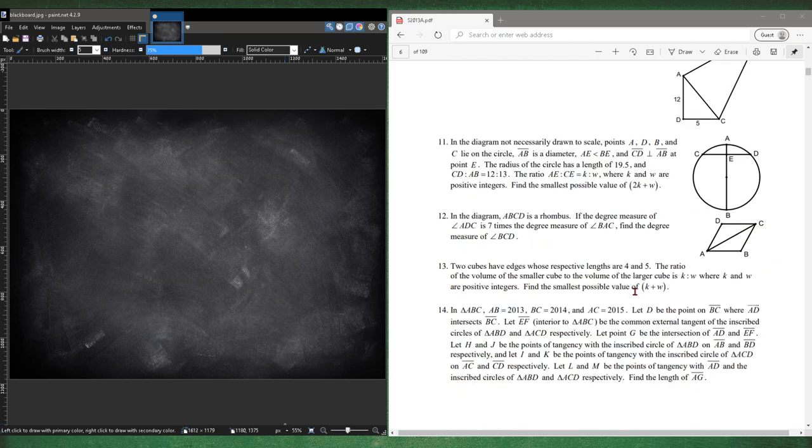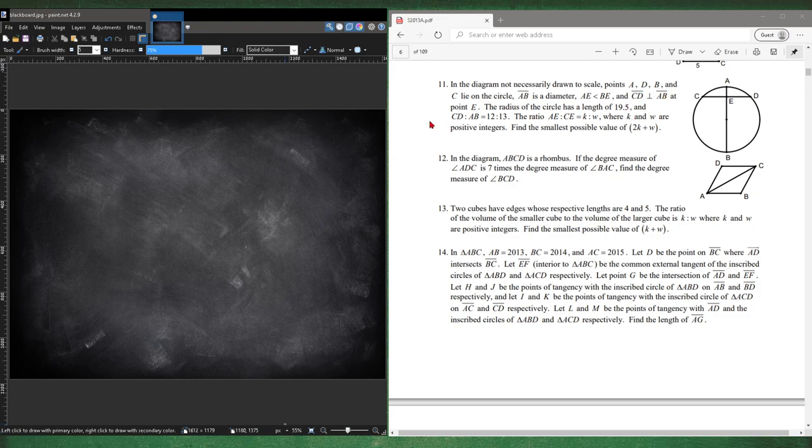Number 11. In the diagram, not necessarily drawn to scale, A, D, B, and C lie on the circle. AB is the diameter, and this line is perpendicular to this line. Okay, so let's actually draw this out.